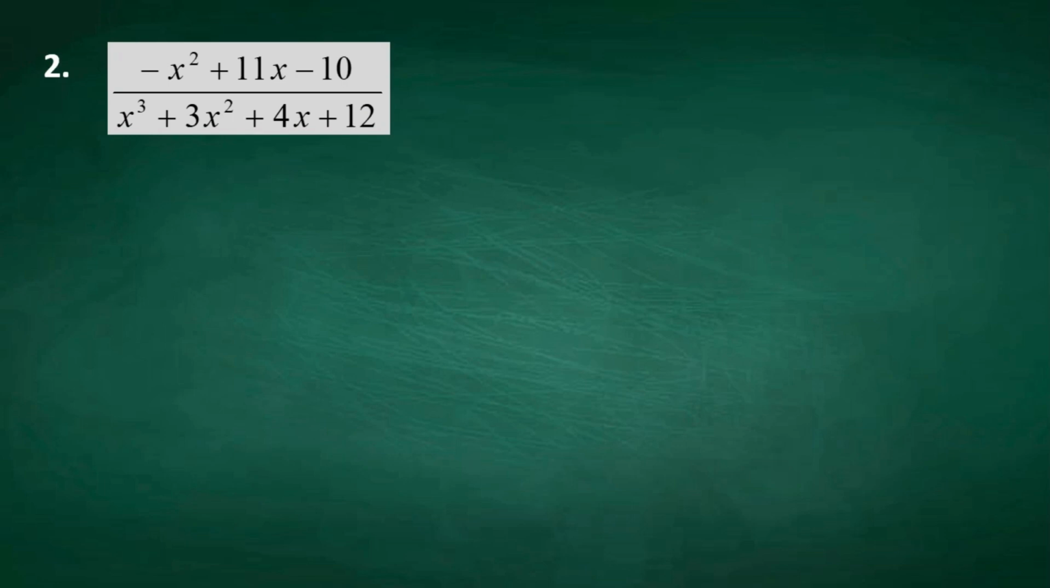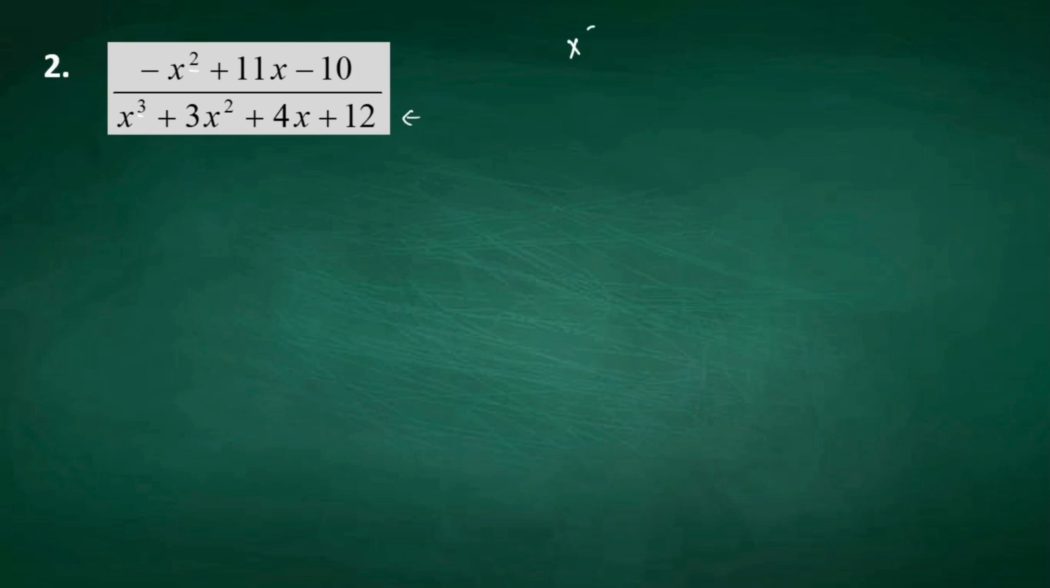Over here you have the numerator as minus x square plus 11x minus 10, and the denominator is x cube plus 3x square plus 4x plus 12. The first thing you need to check is whether the given fraction is a proper rational fraction or improper. As you can see, the degree of the numerator is less than the degree of the denominator, so it's proper. But in all the standard forms that we have, we have linear factors in the denominator. So let's start by factoring the denominator.